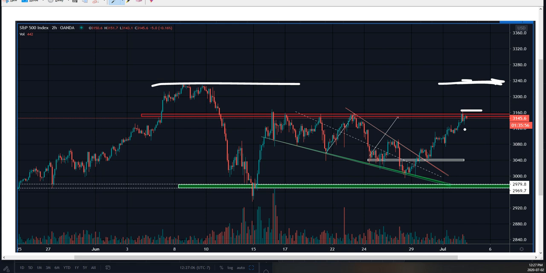So you got here to here, and then your stop loss potentially here if you consolidate a little bit more, push up, and then you got your higher low. So it's looking pretty good.